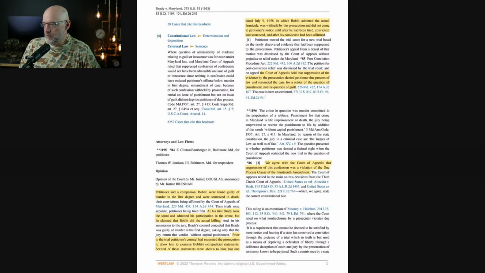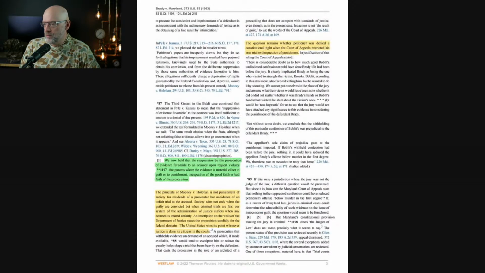And without going through much of the details of the case, I just want to go through some of the findings. And it says here in the green, we now hold that suppression by the prosecution of evidence favorable to an accused upon request violates due process where the evidence is material either to guilt or punishment, irrespective of the good faith or bad faith of the prosecution.